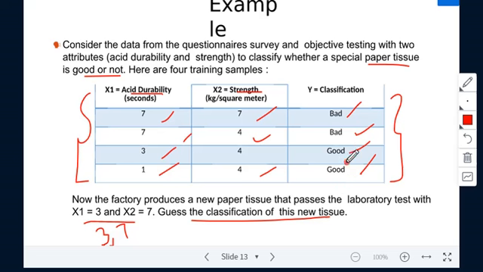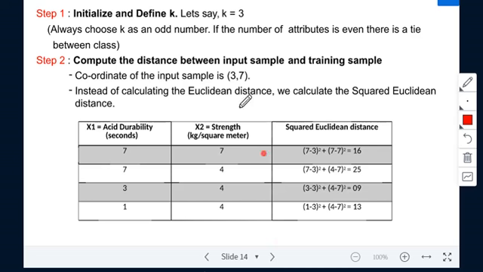We have to predict. First step, we have to initialize and define the k. We have a data set, we have a test data, and we have to predict. So first we will define the value of k. Here we have taken k equal to 3. It is always ideal to choose an odd number for k. If it is even, there can be a tie between the classes, and then we have to go for a voting concept. To avoid that, it is better to take k as an odd number.